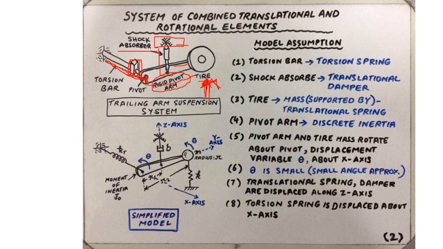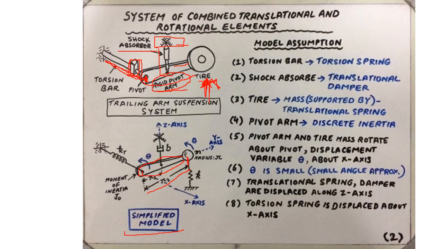So in order to model this system, we will actually refer to the simplified model. We first note that the rigid pivot arm is obviously modeled as a rigid link. The dimensions are shown here. The length of the link is R2, and this is the length taken from the pivot point to the end of the link.